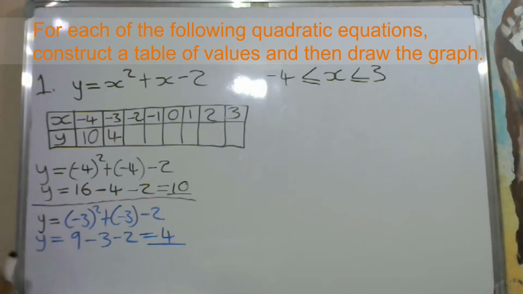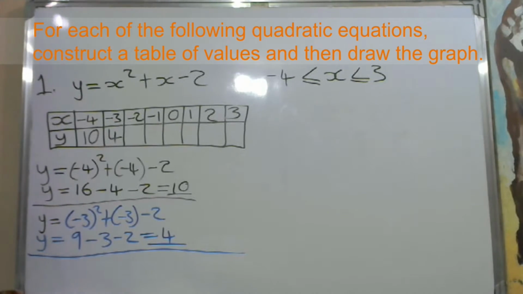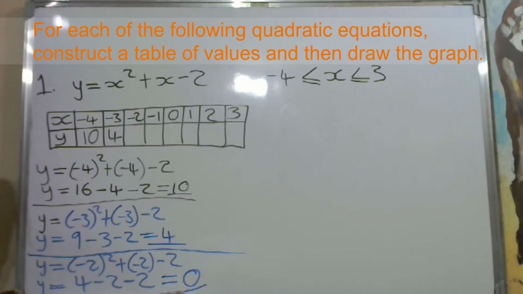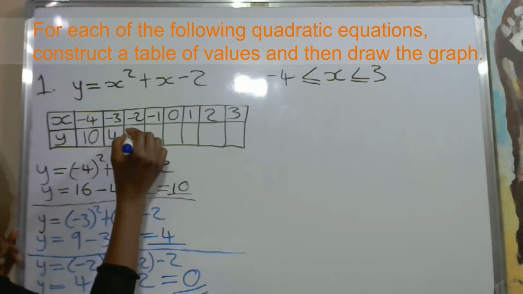So now let's see when our x is -2. So we do the same. -2, we square it, plus -2 minus 2. So our y value there will be equal to -2 squared, it's +4. +4 minus 2 minus 2. There we get our value as 0. Because 4 minus 2 is 2. 2 minus 2, you get nothing. So we get a 0 there.